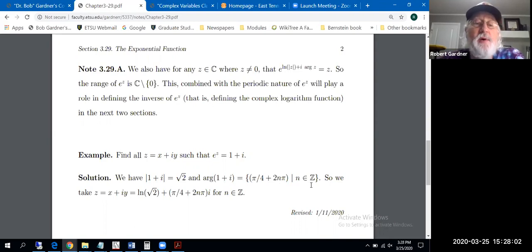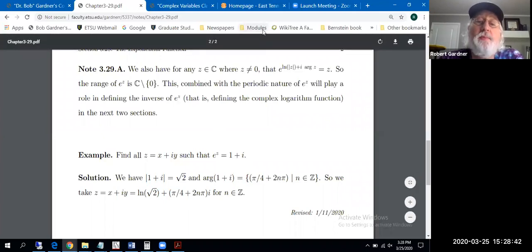And then we take that exponent to be the natural log of the modulus, so the natural log of the square root of 2, plus this set lowercase a arg times i, with the i written on the right-hand side. And in so doing, n has to range over the integers. Then any complex number of this form, where n is an integer, and these are the only ones, will produce in the exponential function the value 1 plus i. And that's how exponentials behave, in part, in the complex setting.